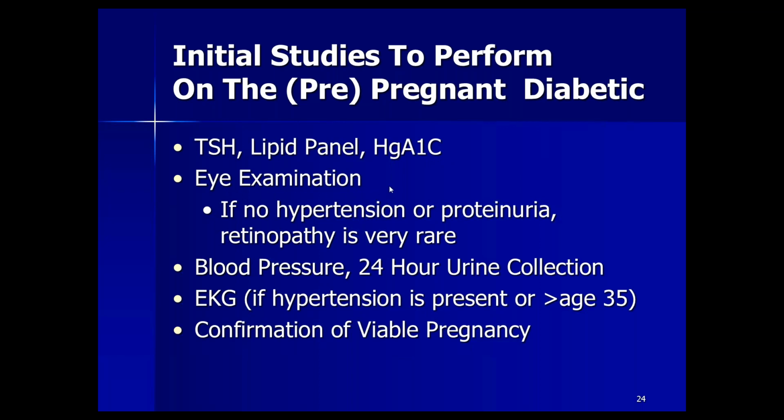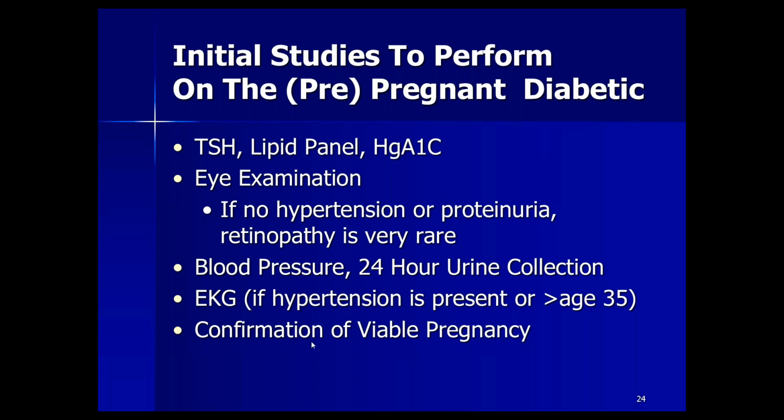An eye examination is really important, especially if the patient is hypertensive or proteinuric. If they are not, then retinopathy is fairly rare, but again, that helps you stratify who you need to streamline for eye examinations. Baseline blood pressure is very important because without knowing what the baseline is, I can't tell you whether or not you have preeclampsia later. Same thing with a 24-hour urine collection. If I don't know what your baseline is, I can't tell you if it's preeclampsia later. I do reserve the EKG for someone who already has hypertension or is over the age of 35 as a screening test. And then, of course, we're going to start asking her to do a bunch of things.